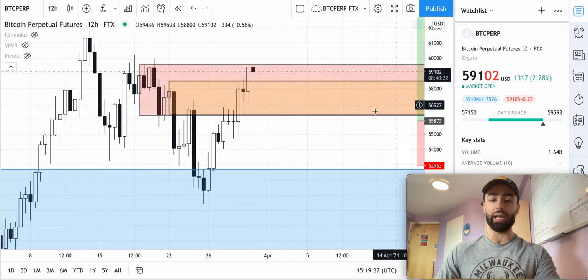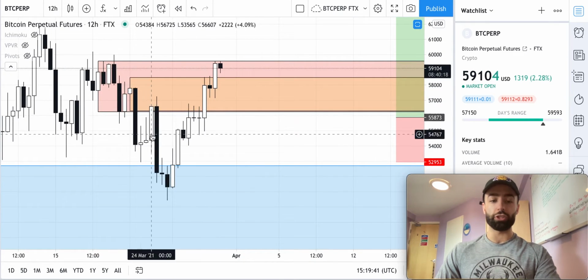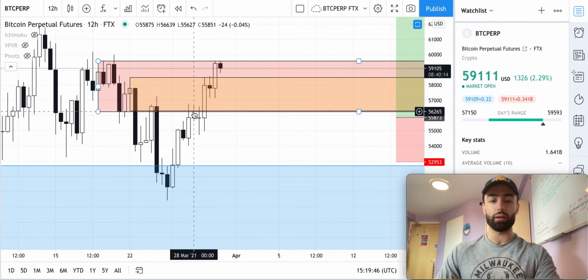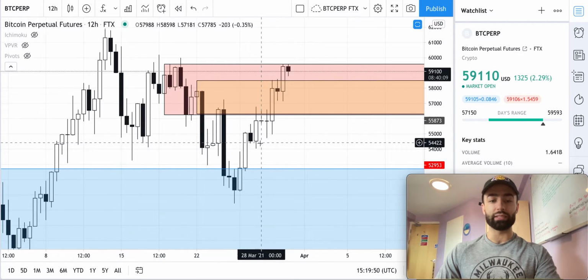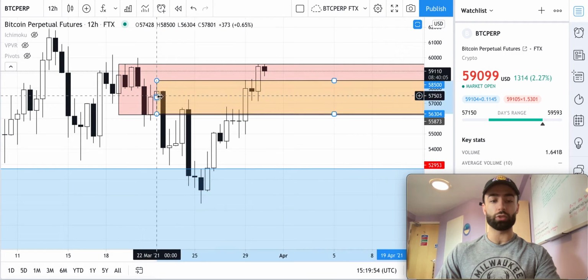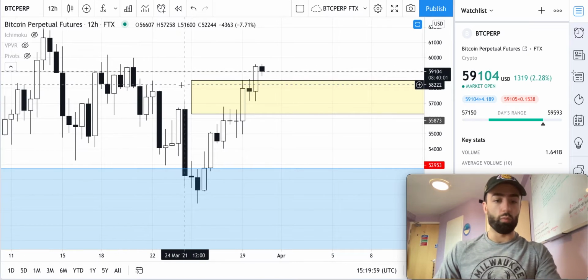if in 8 hours and 40 minutes we get a close above this yellow level, which acted as resistance right here as well as right here. So this level you can see held up as resistance because of the fact that right here we changed the 12-hour trend to bearish. So how do you know that?